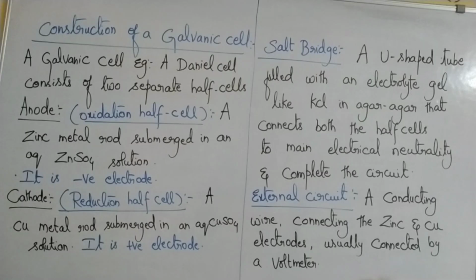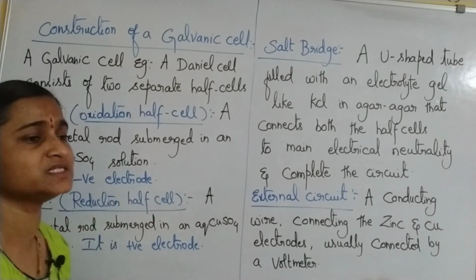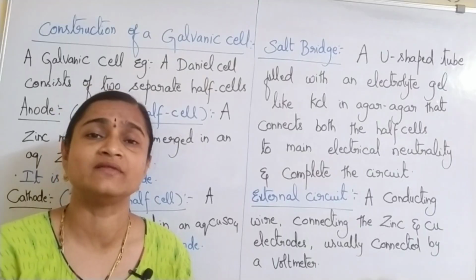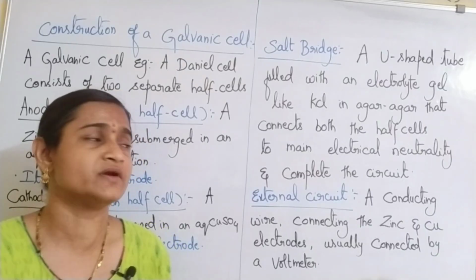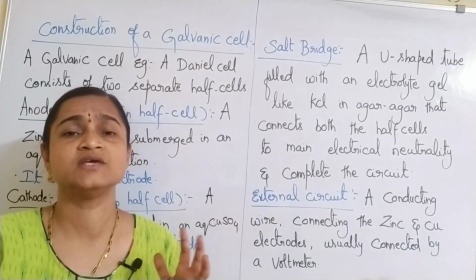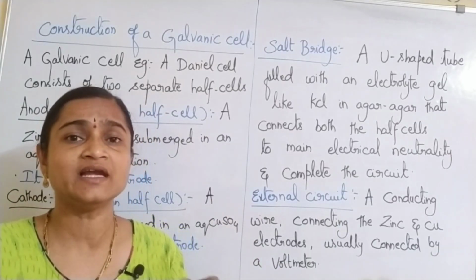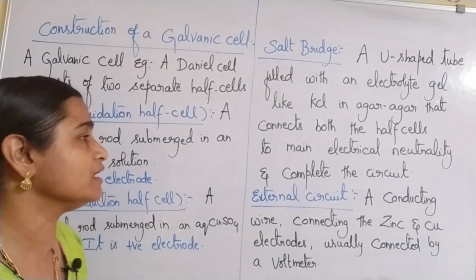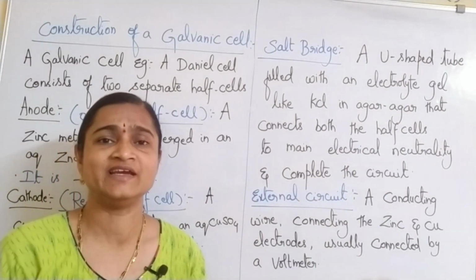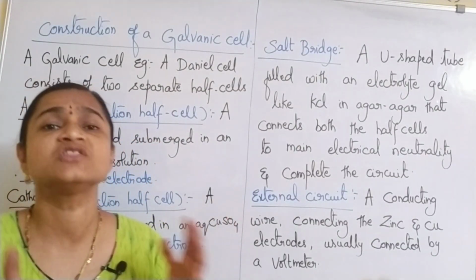Then the salt bridge. Salt bridge is a U-shaped tube filled with an electrolytic gel like KCl in agar-agar solution that connects both the half cells. రెండు half cells ని కనెక్ట్ చేయడానికి ఒక ఇన్వర్టెడ్ U-shaped tube అనేది పెడతారనమాట. That you call the salt bridge. It acts as a bridge between both the oxidation and reduction half cells. ఆ రెండింటిని కనెక్ట్ చేస్తుంది అనమాట. ఓకే, సో వై ఇట్ ఈస్ బీయింగ్ కనెక్టెడ్? టు మెయింటైన్ ద ఎలక్ట్రికల్ న్యూట్రాలిటీ అండ్ టు అవాయిడ్ చార్జ్ అక్యూమిలేషన్.